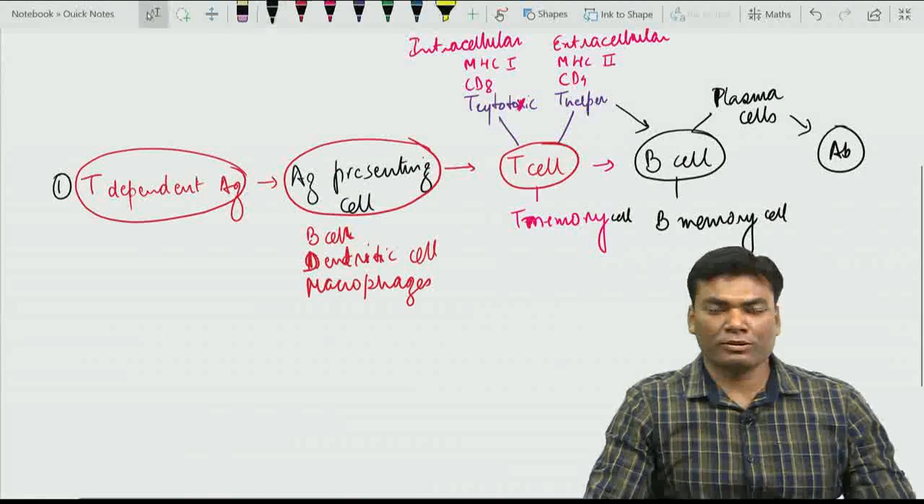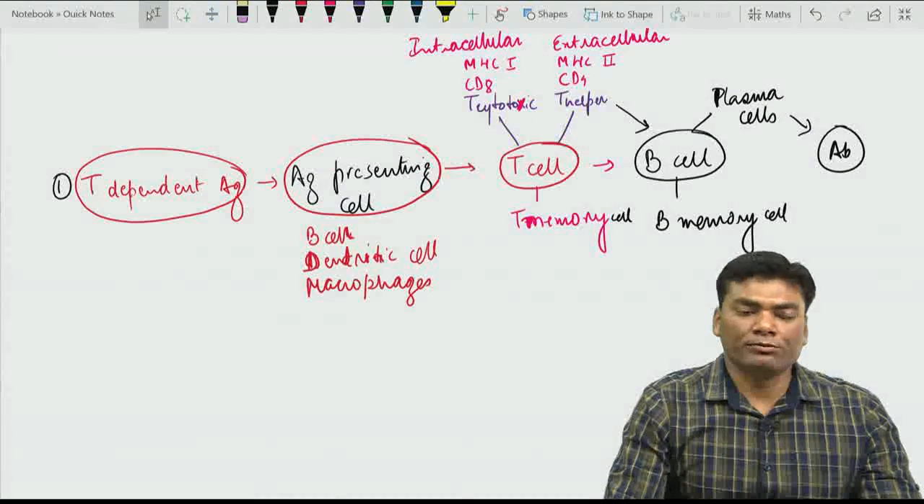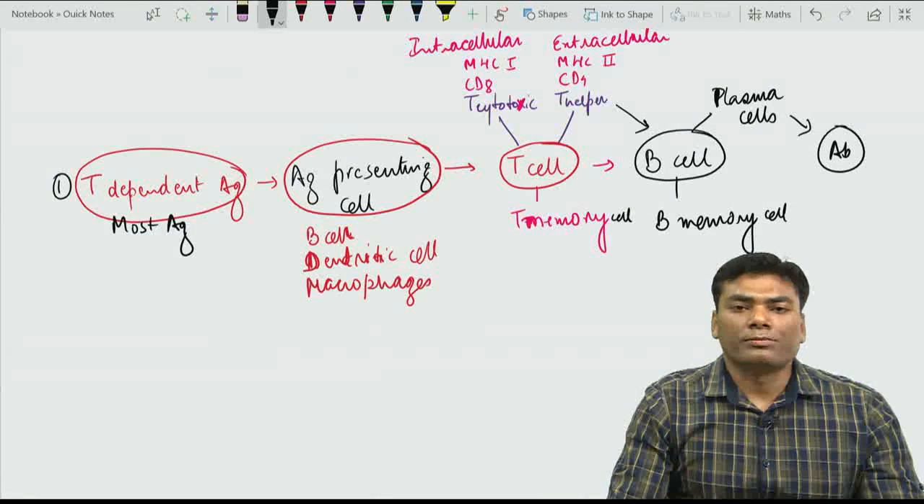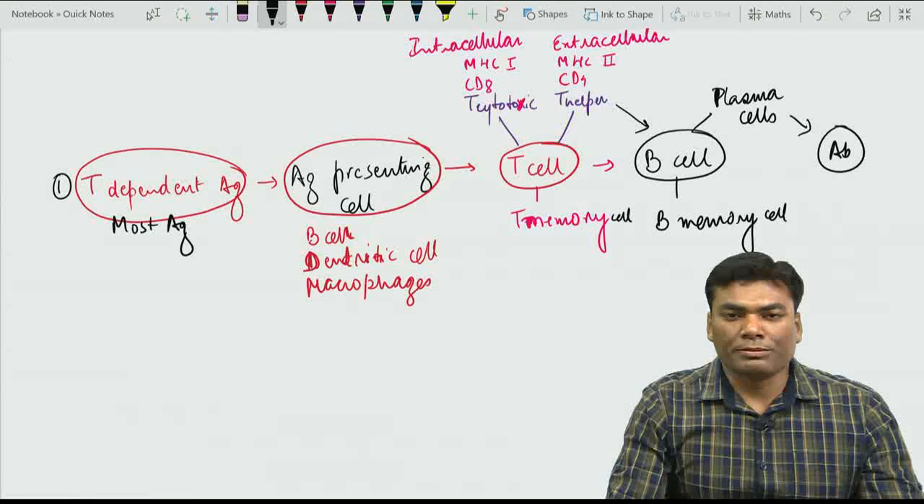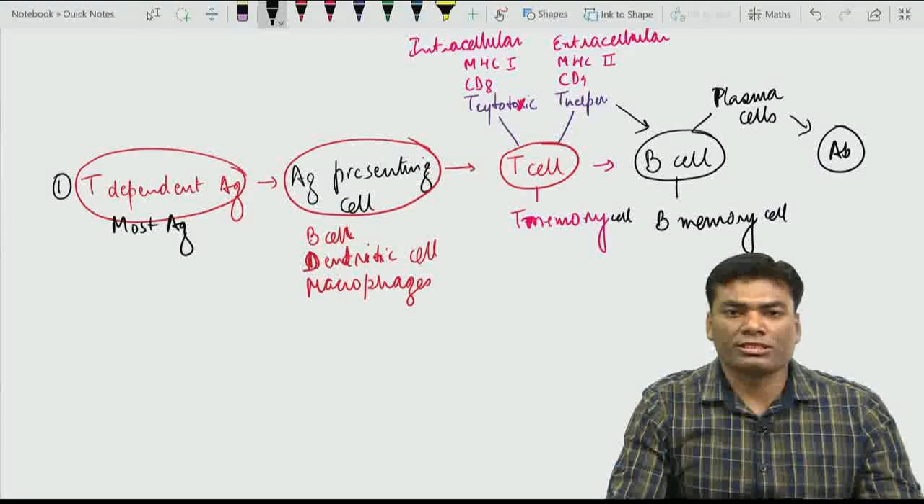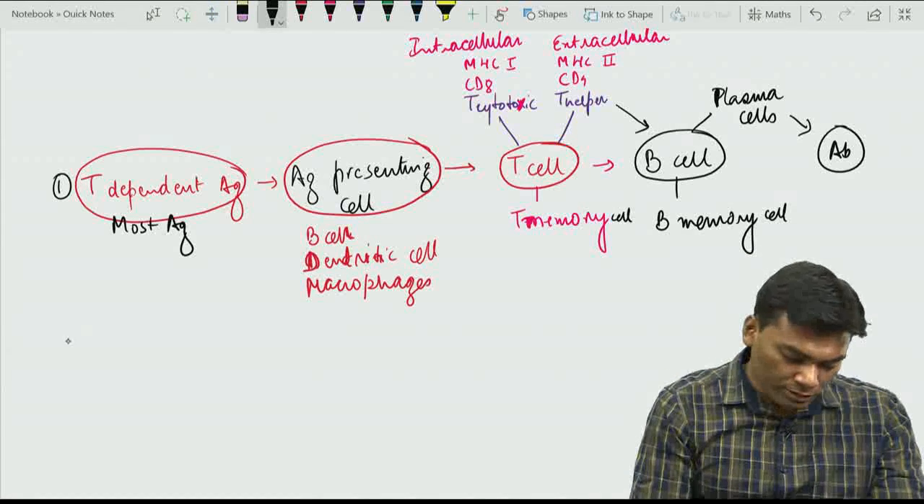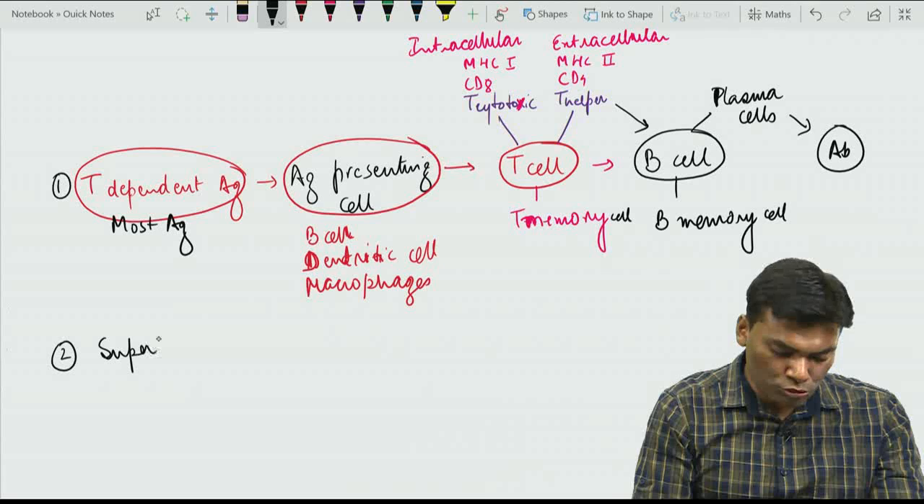So this is the basics of antigen processing. Most antigens are T dependent antigens. They will be processed by the antigen presenting cell, which can be B cell, dendritic cell or macrophages. Then the system goes to the T cell. T cell can convert to CD4 T helper cell or CD8 T cytotoxic cell, and in the process a T memory cell is formed. Then the entire system moves to the B cell. The B cell will convert to plasma cell that will produce antibodies, and there will be a B memory cell formation in the process. The second concept is of the super antigen.